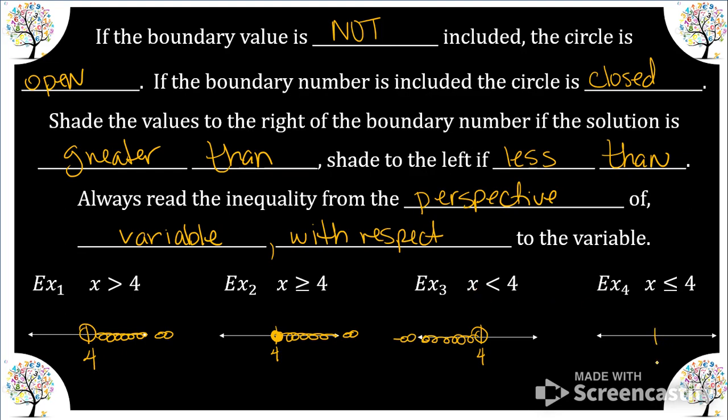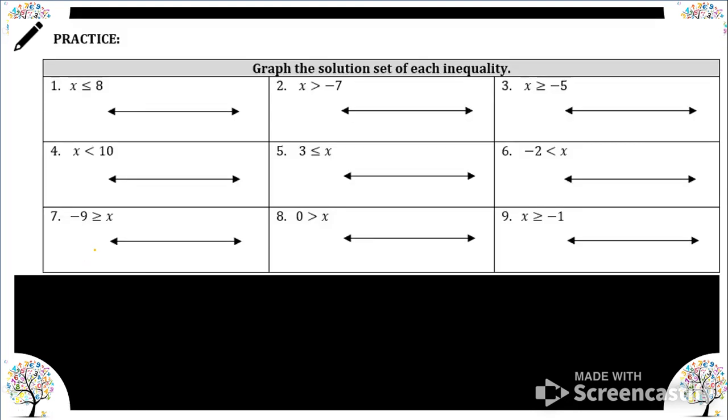Example 4, our boundary number 4 is included because x is equal to 4 or less than 4, so we shade toward the left, toward negative infinity. So all these values are part of the solution set. Now you pause the video, complete these problems.